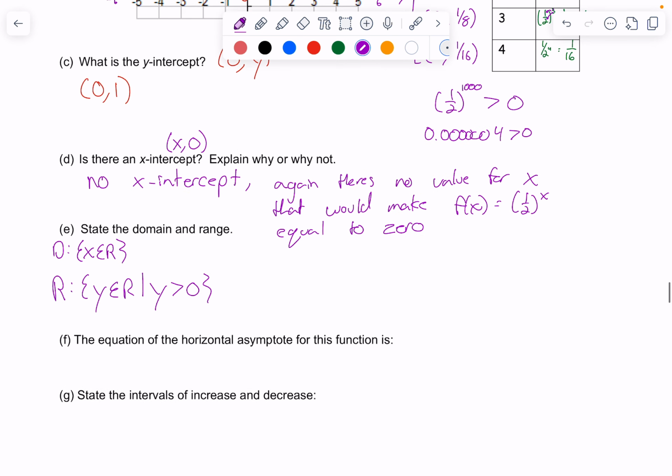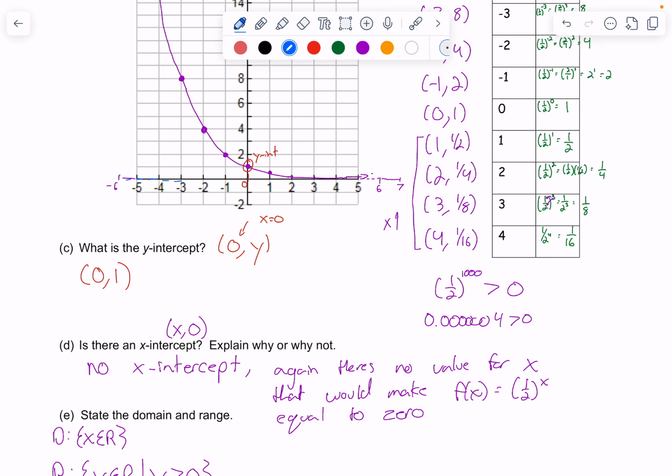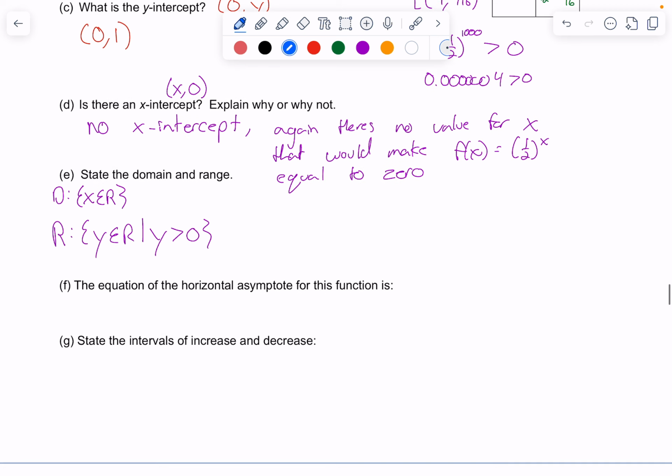What is the equation of the horizontal asymptote? So again, you have this hidden line here that you cannot cross. And that hidden line is at y equals 0 because you can never have a y coordinate that is 0. So the equation of the horizontal asymptote is y equal to 0.